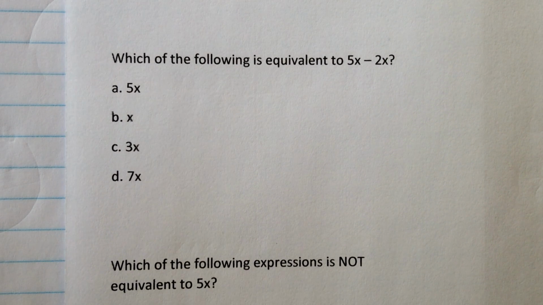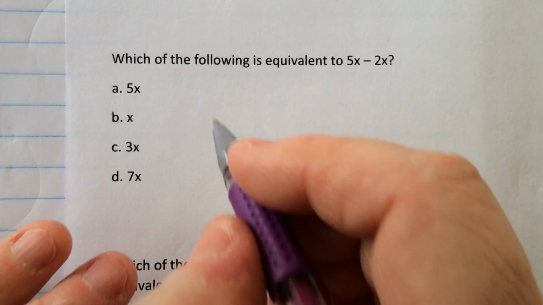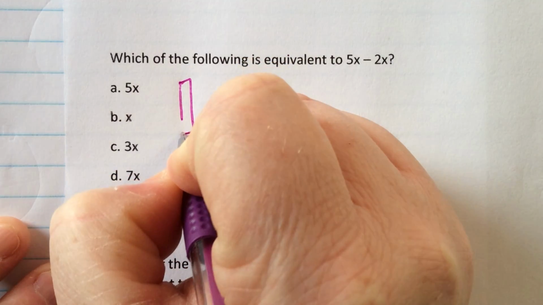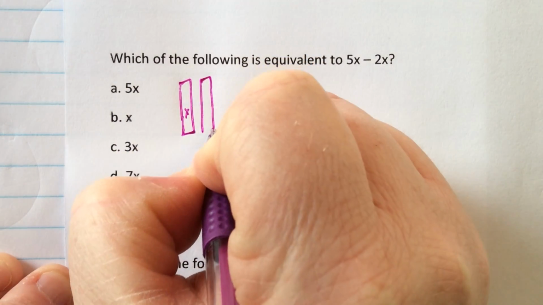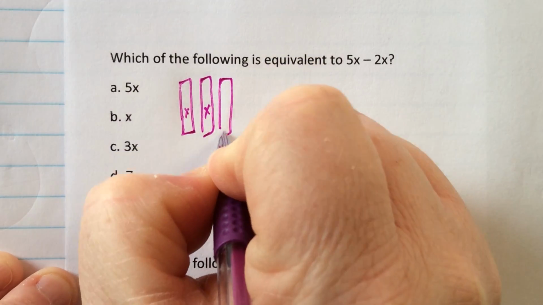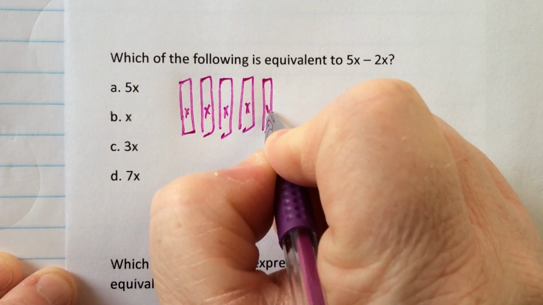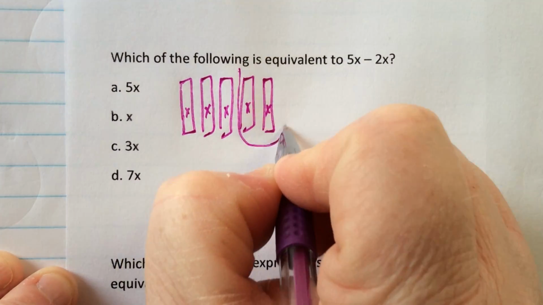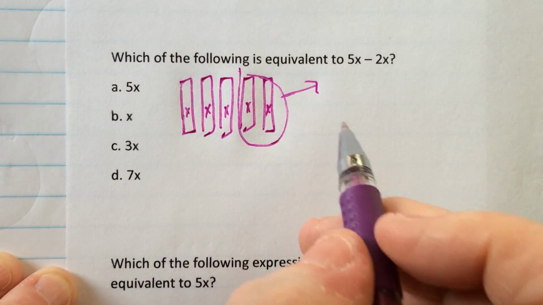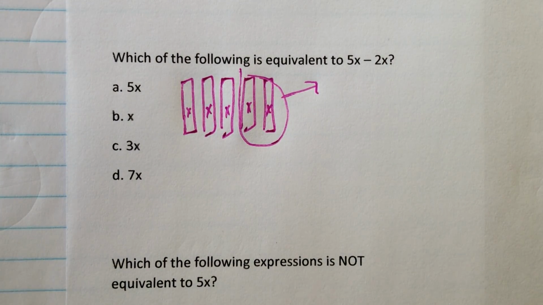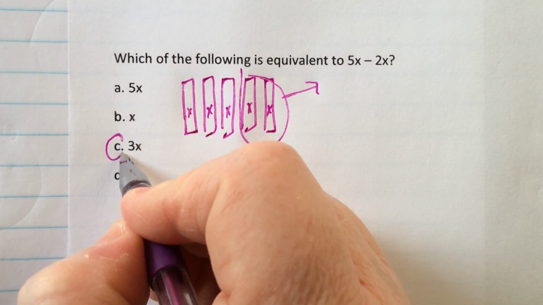Here we go. Which of the following expressions is equivalent to 5x minus 2x? So this is saying 5 x's, and I'm taking away 2 of those x's. So like we did the other day with our models, we have the algebra tiles, that we call them here. 5 of these algebra tiles, and I want to take away 2 of them. So if I take those and take them away, or if I think about it as like 5 apples minus 2 apples, I'm left with 3 of those x's here.